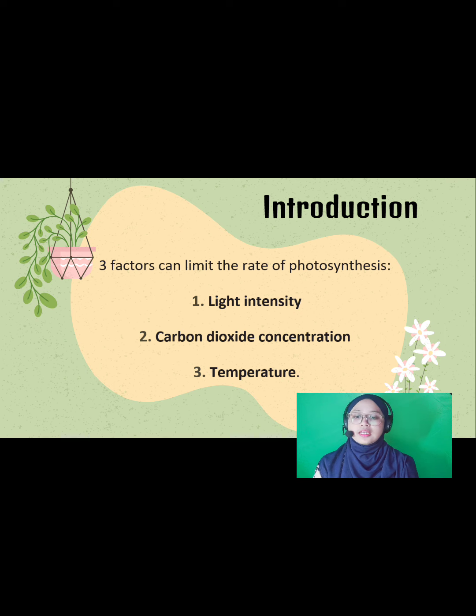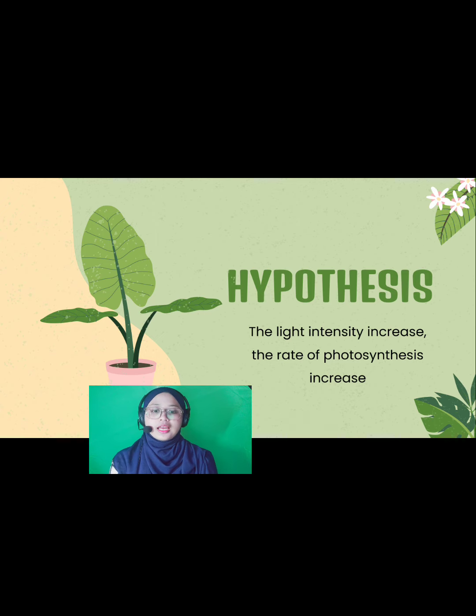3 main factors can limit the rate of photosynthesis. First is light intensity. Second is carbon dioxide concentration. Third is temperature. Hypothesis: if the light intensity increases, the rate of photosynthesis will increase too.